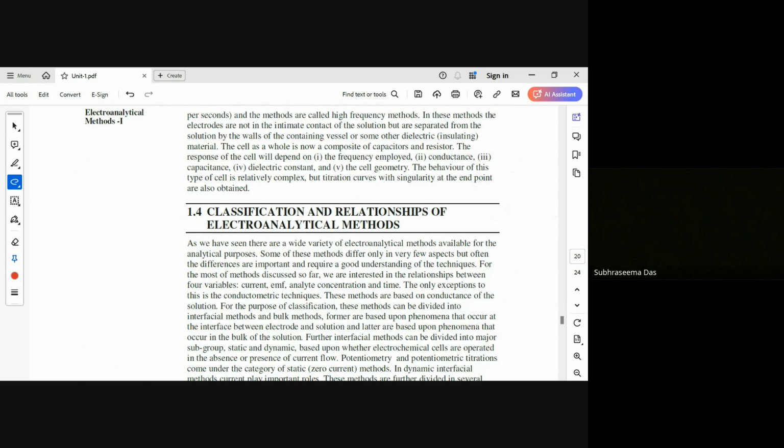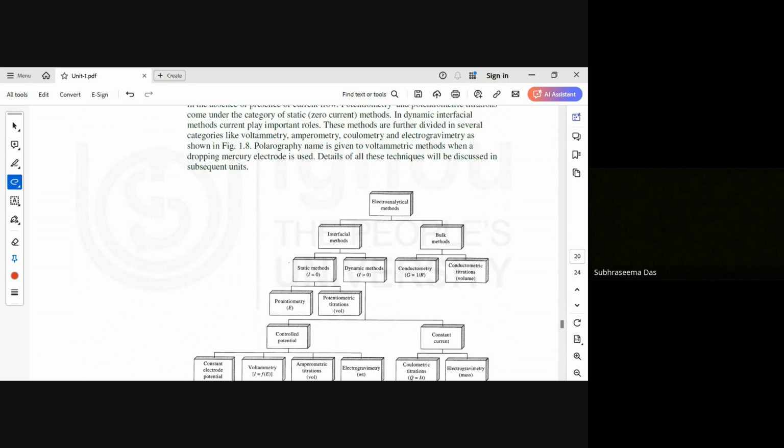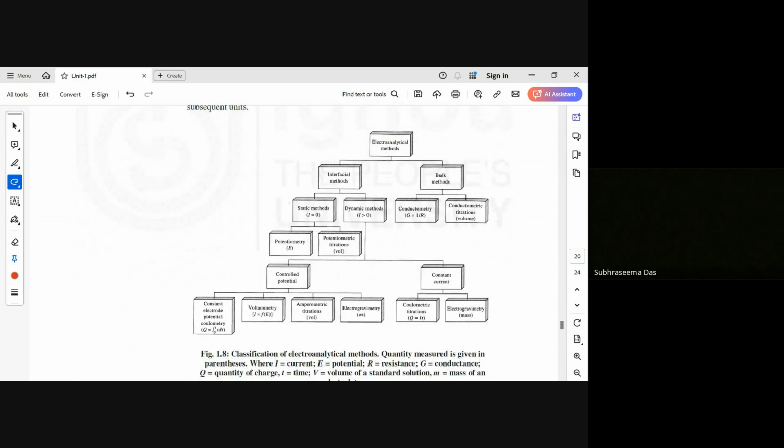Okay, now let us summarize the various types of electroanalytical methods that we have studied up to now. Electrochemical methods are in general classified into two types: interfacial methods and bulk methods. The interfacial methods occur at the interface, and the bulk methods occur inside the whole of the cell. Interfacial methods are static methods and dynamic methods, whereas the bulk methods include conductometry and conductometric titration.